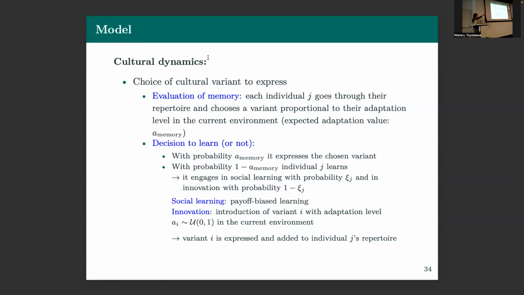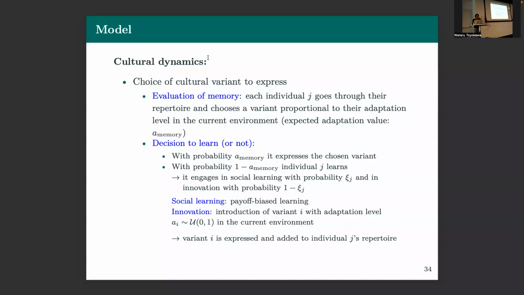And who's interested, we can talk a little bit about what would change if we replace this relatively error-prone choice rule. But for the time being, let it be slightly error-prone. So then we have chosen our variant, and then we have to make a decision. Is this a good one? Do we want to express it, or do we want to engage in learning?